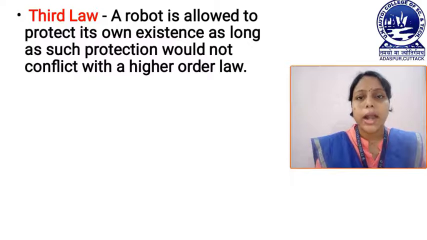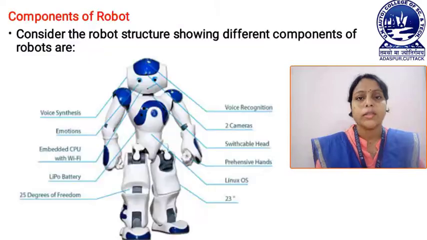Now look at the third law. Here the third law says that a robot is allowed to protect its own existence as long as such protection would not conflict with a higher order law. That means this law says that the robot always protects its existence as long as the protection would not conflict with the higher order law. These are the laws of robotics.